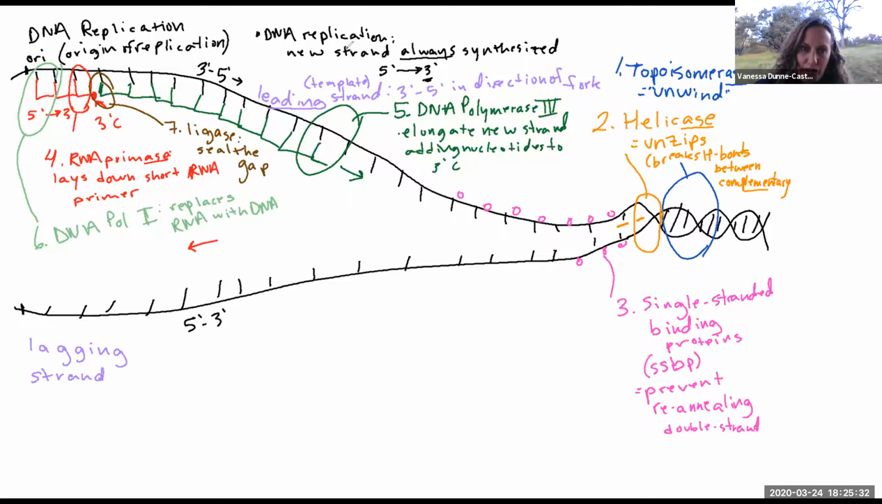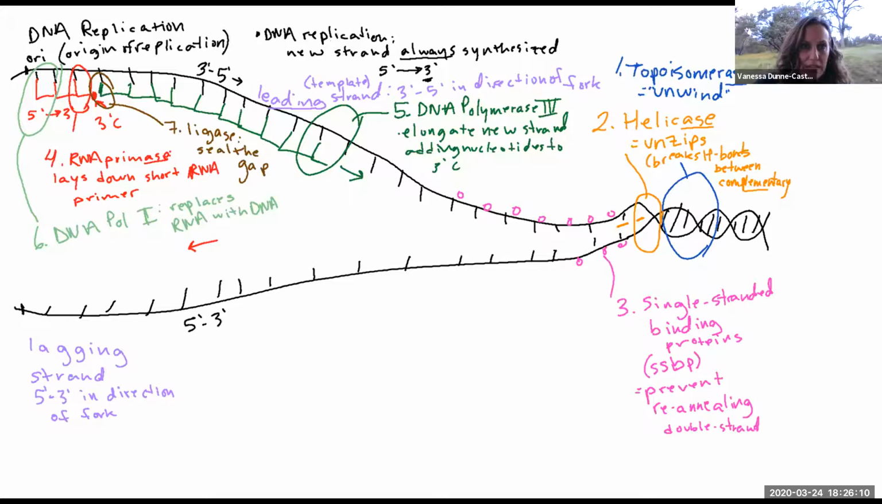The lagging strand, again, if the leading strand template is 3' to 5' in the direction of the fork, the lagging strand template is 5' to 3' in the direction of the fork. And this requires replication to occur in the opposite direction of that opening replication fork.